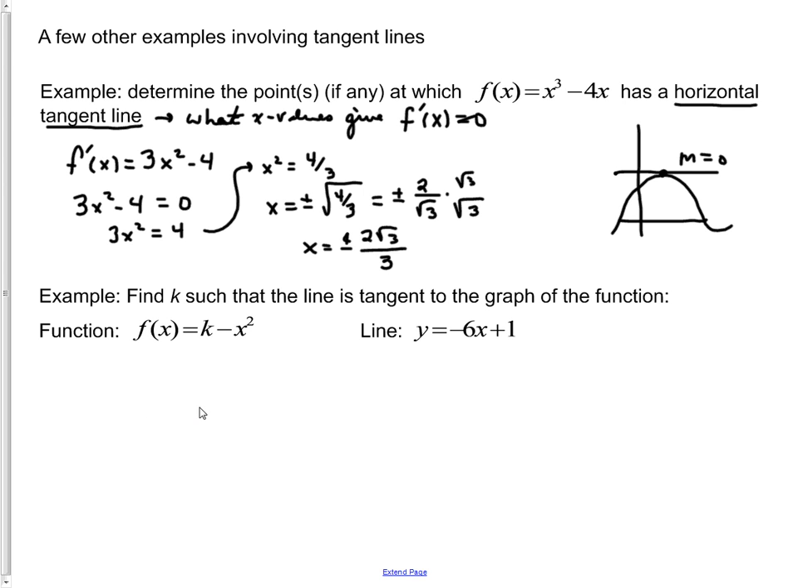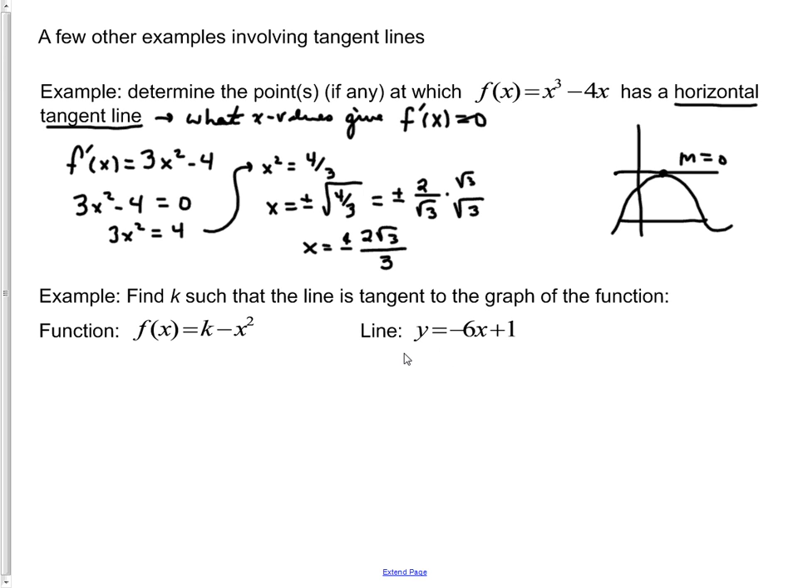All right, here's another more, well, interesting question, shall we say. This time we're given a function and we've got some unknown constant k, but we don't know what line we want to make this function tangent to. Well, what does that mean?